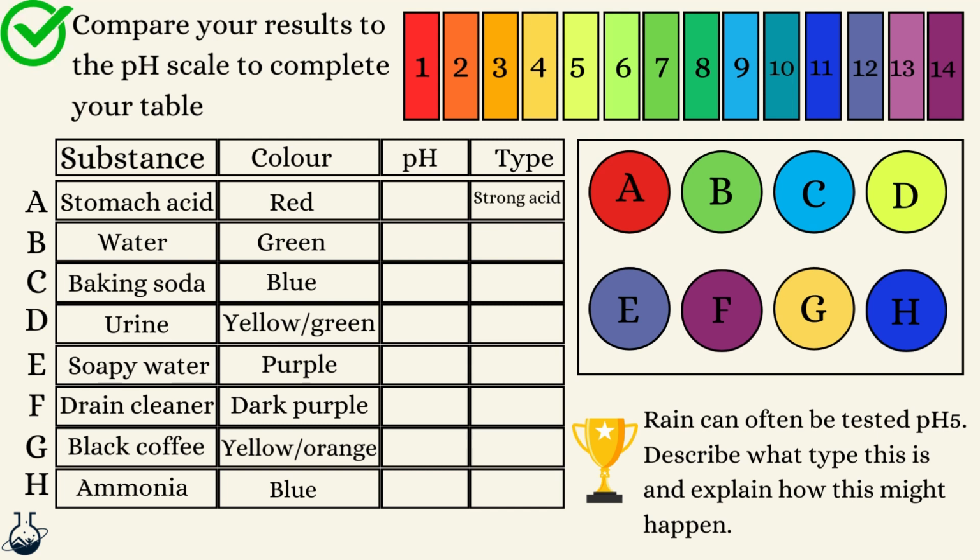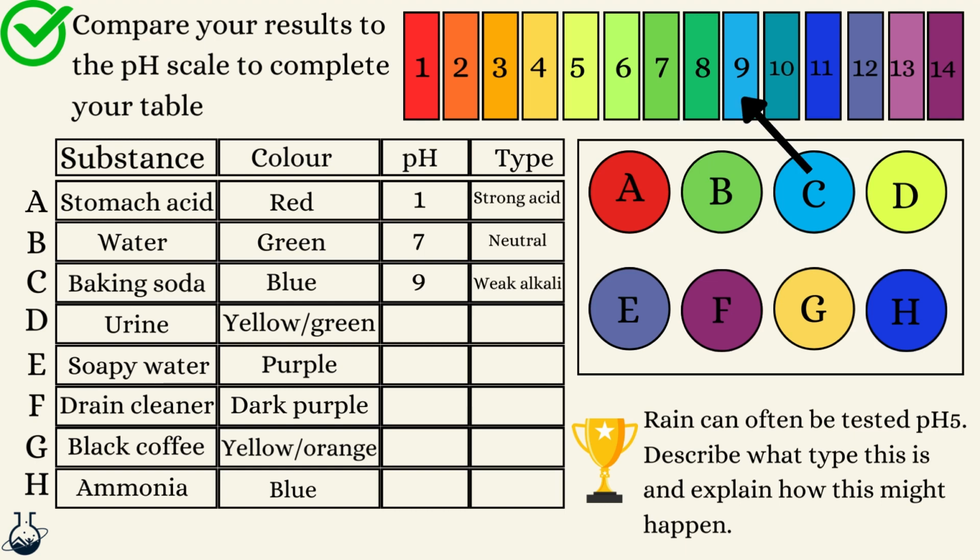Let's go through the answers. Annotate and complete as we go if you have left any gaps, or give yourselves a tick if you got some parts correct. So we can see that A, stomach acid, is a strong red. This matches quite nicely with pH 1, a strong acid. B, water, is this green colour, pH 7, neutral.